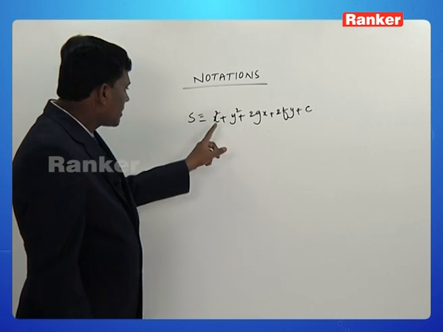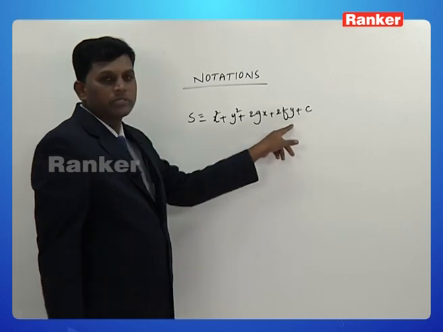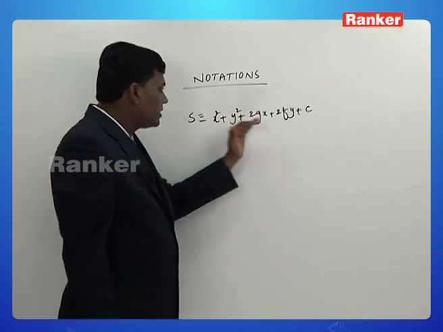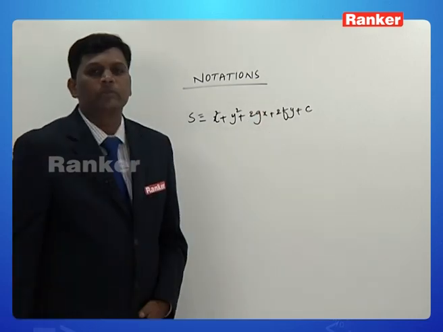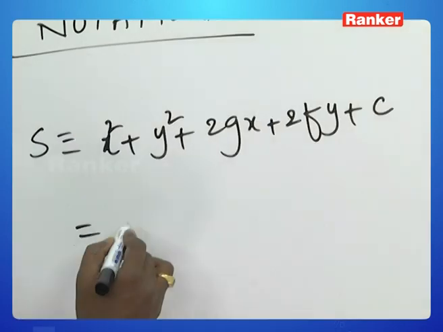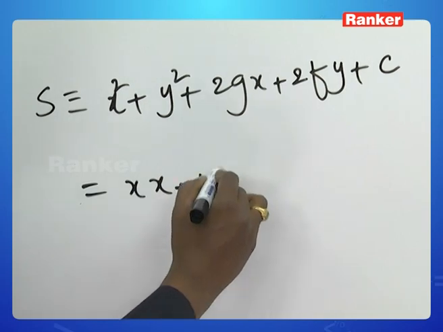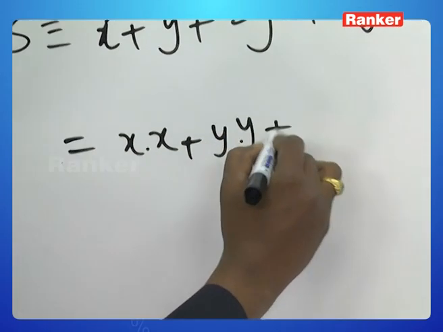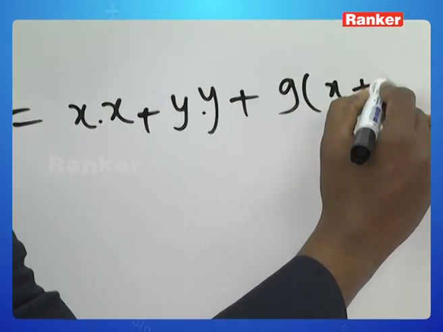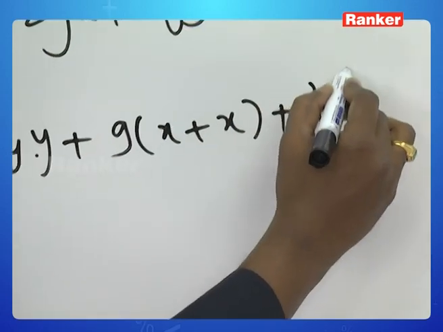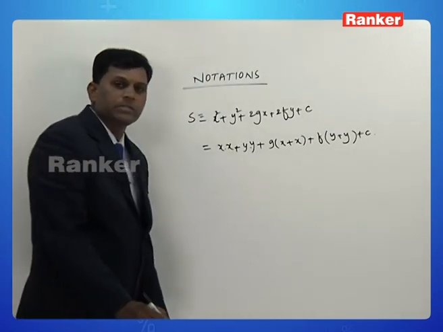In this equation, except the constant, all other terms have variables. Now I am writing these variables either as a product of variables or a sum of variables. For example, x square I can write as x into x. y square I write as y into y. 2gx is written as g into the sum of 2x, plus 2fy written as f into 2y, plus c will be kept as it is.